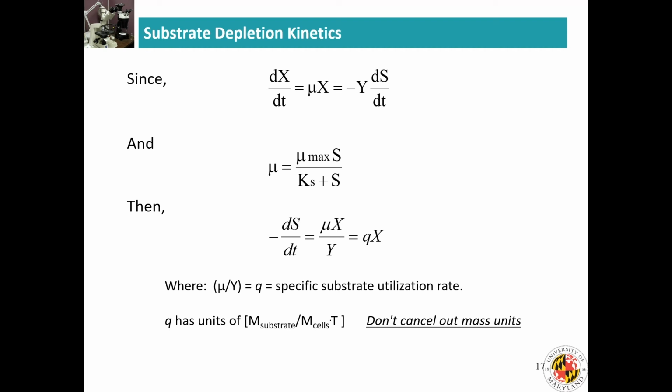So we also have the Monod equation, and if we rearrange the first equation that you saw here, then we can get to negative ds over dt equals mu x over y. And then mu over y is actually defined as a specific substrate utilization rate, or q. So we get to the third equation here. And the unit for q is actually mass of the substrate over the mass of cells times t.